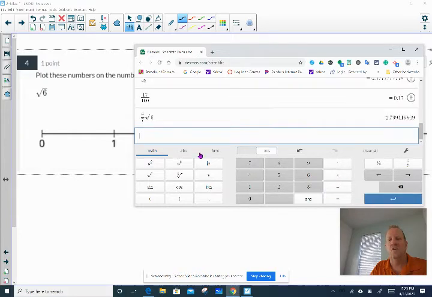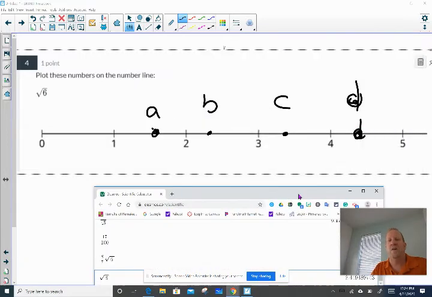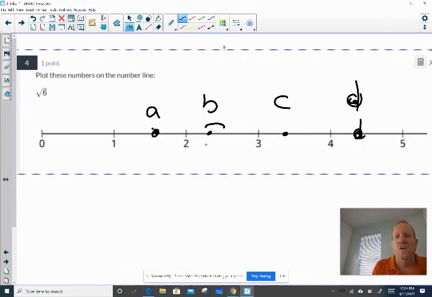Oops, that was weird because that 8 divided by 7 didn't work. Square root of 6. My answer is 2.449. So that means my answer is probably going to be somewhere in this area. So this answer could very possibly be B.